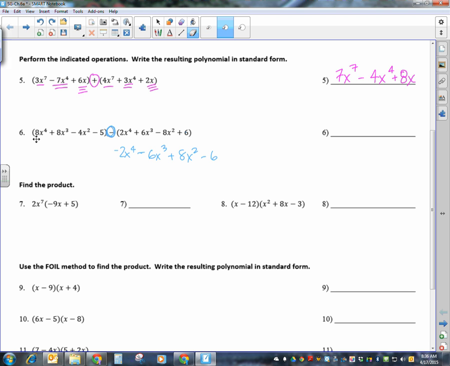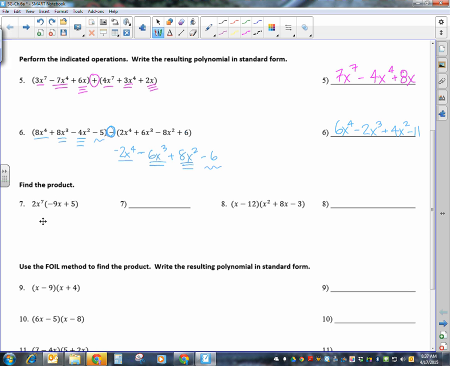So here I start off with x to the fourth, and the other x to the fourth I have is right there. So 8 minus 2 is 6x to the fourth. Then I go to the next one, which is cubed, and the other cube that I have is right here. So I have 8 minus 6, which is 2x cubed. And then I have squareds, and so negative 4x squared plus 8x squared. Negative 4 plus 8 is plus 4x squared. And then I have minus 5 and minus 6, which is minus 11. So that would be our answer.